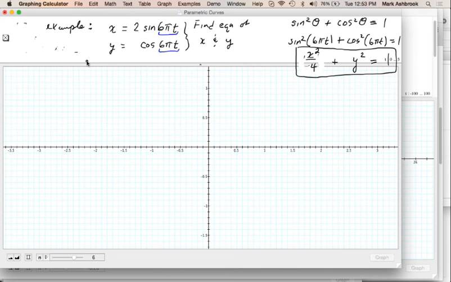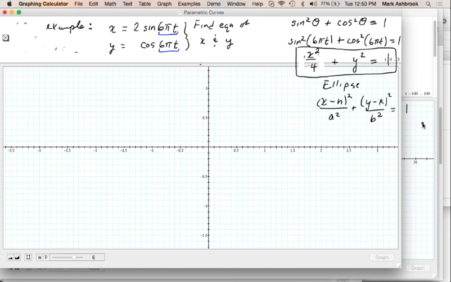Okay, so what is this thing? This is an ellipse, and let's just do our general form so we know what everything means. (x minus h) squared over a squared plus (y minus k) squared over b squared equals 1.